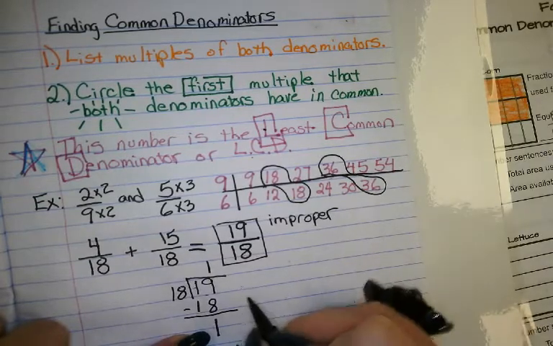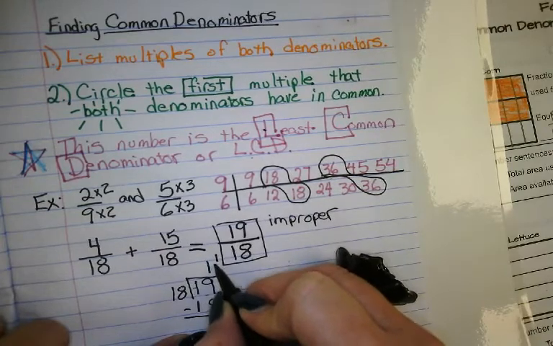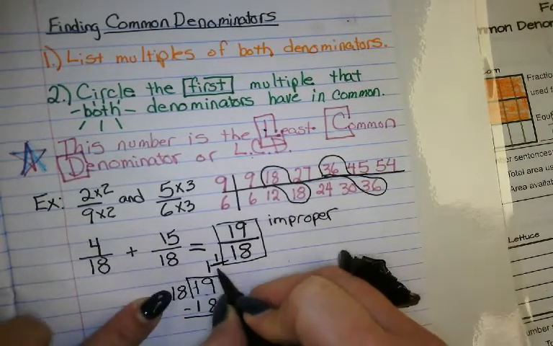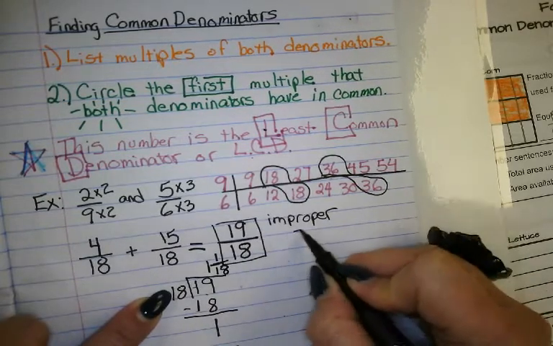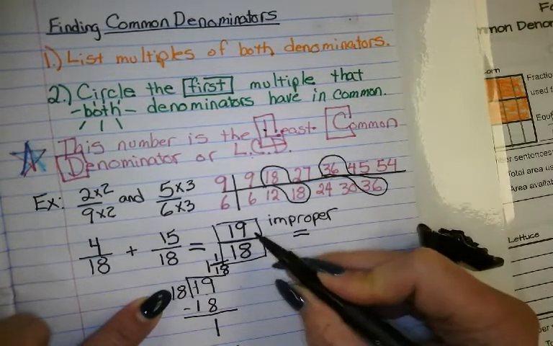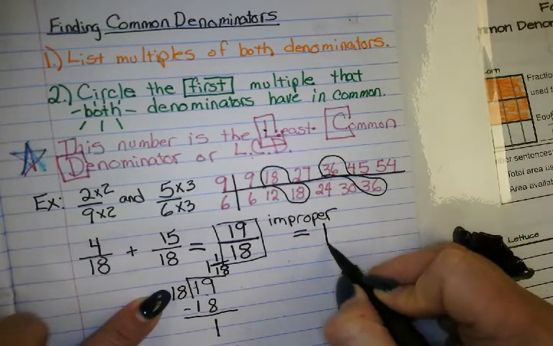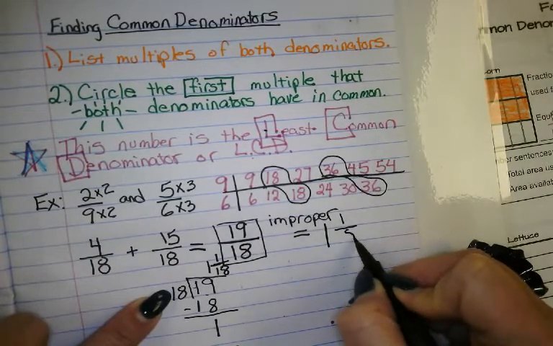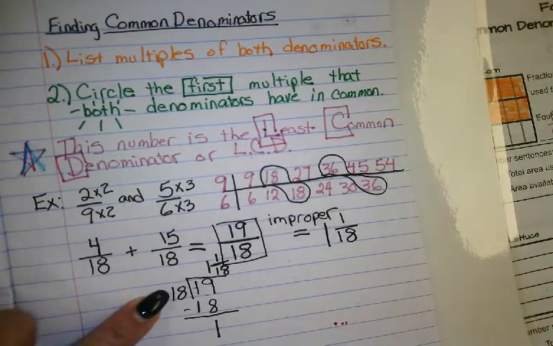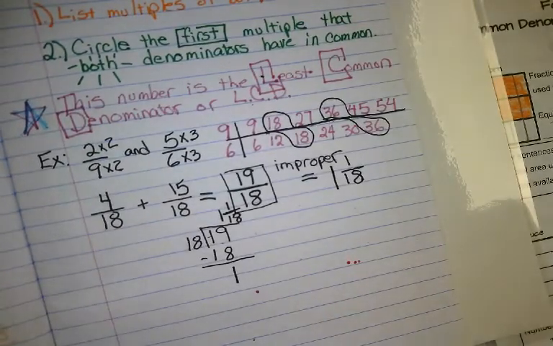Yes. How do we show our remainders like 5th graders? We show them as fractions. So our improper fraction now for 19 over 18 ends up being 1 and 1/18. Okay?